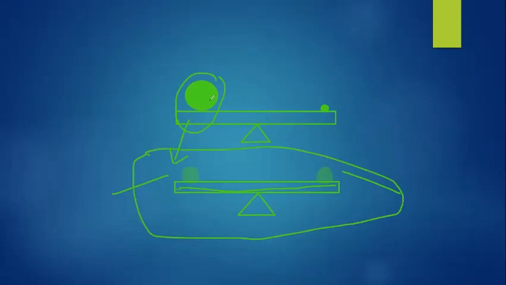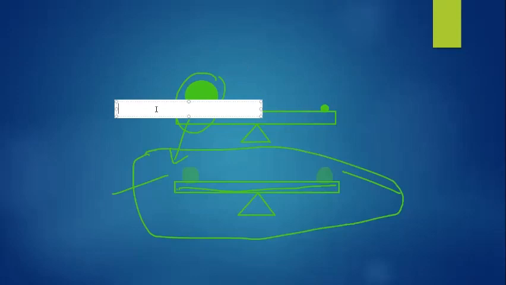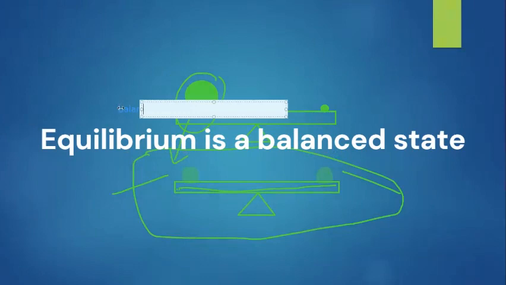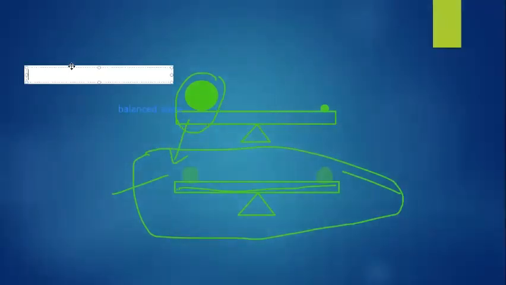So this state is called equilibrium. Equilibrium can be said to be a balanced state. Now, let's see how equilibrium can be applied to chemical reactions.